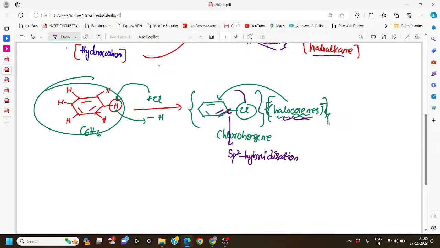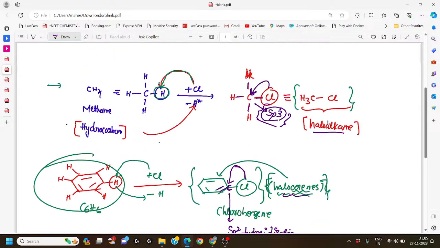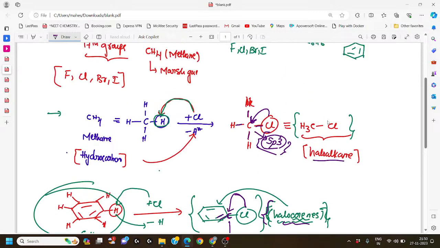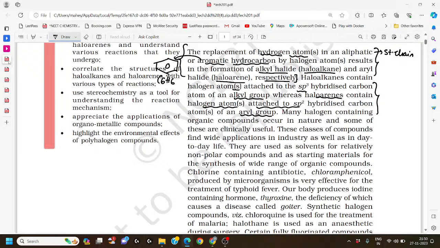Thus, this halogen attached carbon undergoes sp2 hybridization in the case of haloarenes, but in the case of haloalkanes, this halogen attached carbon hybridization is sp3. You have to remember this point.